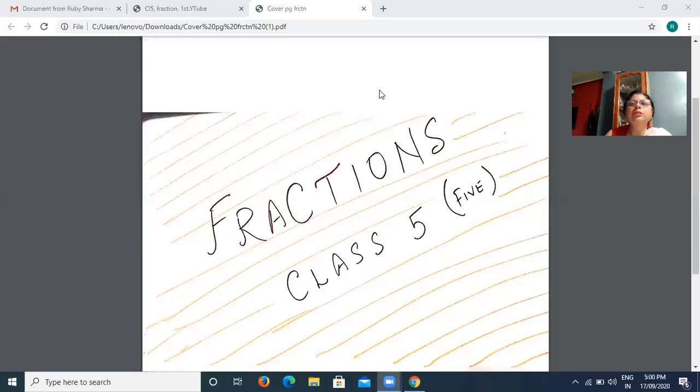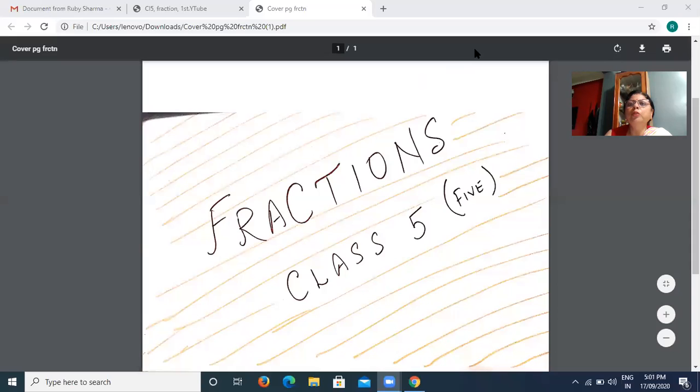Now what do you understand by fractions? We have done natural numbers, which are also called counting numbers, like 1, 2, 3, 4 and so on. Then we have whole numbers, which includes all the natural numbers and 0. Now when we talk about fractions, what exactly are we talking about?